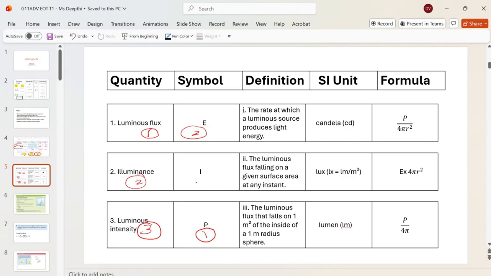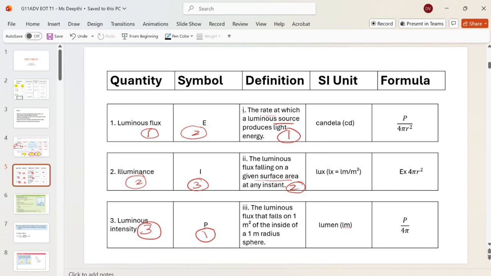So I, it's 3. Now the definitions: the rate at which the luminous source produces light energy, so it depends on the source, that is the luminous flux. So it's going to be 1. Now, luminous flux falling on an area, flux per unit area, it is illuminance, right? So that's 2.